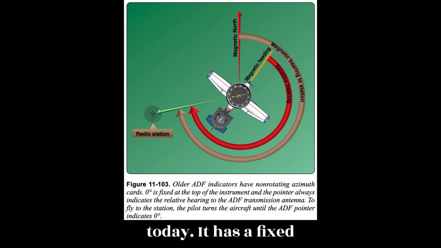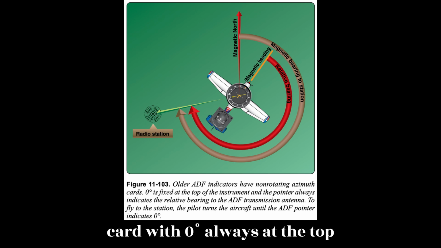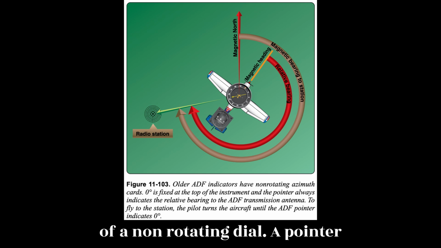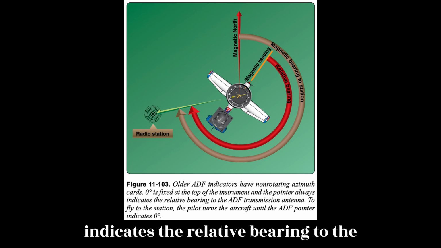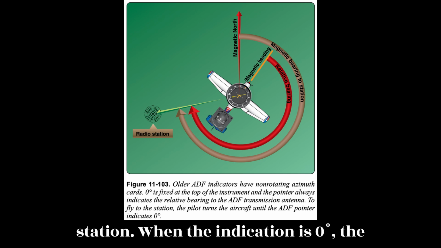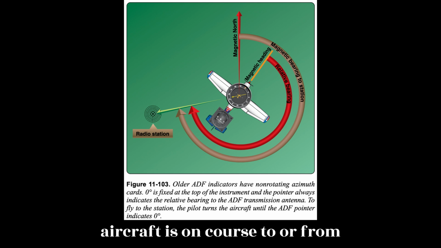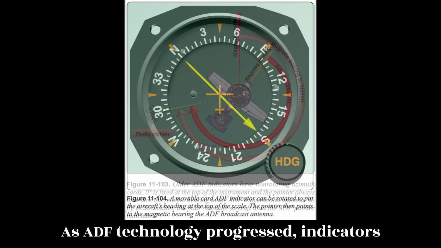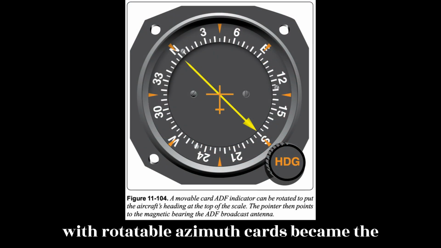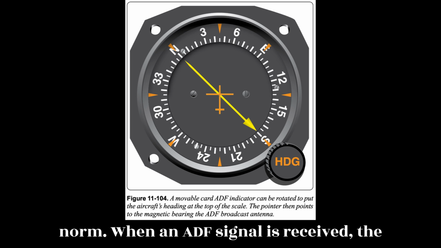It has a fixed card with 0 degrees always at the top of a non-rotating dial. A pointer indicates the relative bearing to the station. When the indication is 0 degrees, the aircraft is on course to, or from, the station. Figure 11.103. As ADF technology progressed, indicators with rotatable azimuth cards became the norm.